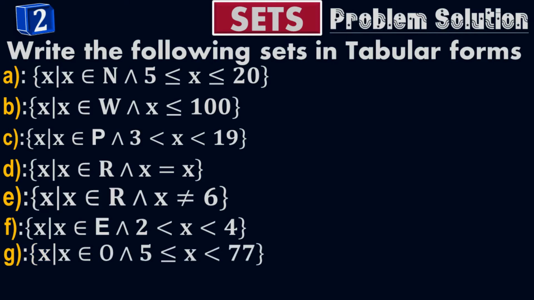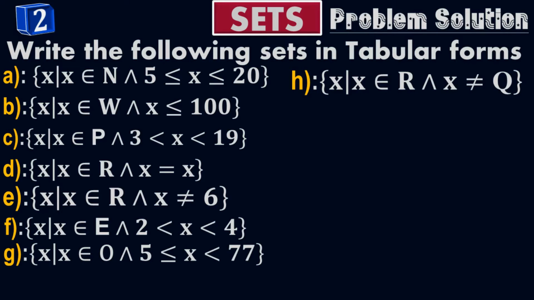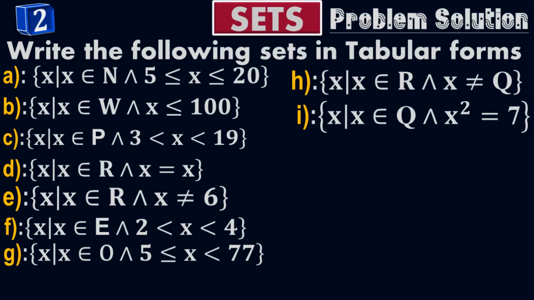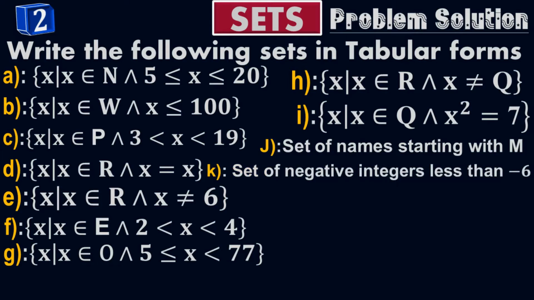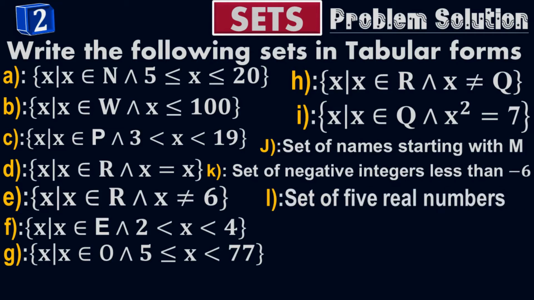Part G, which is the set of all x such that x belongs to odd numbers and x is greater than 5 and less than 77. Part H, which is the set of all x such that x belongs to real numbers and x does not belong to the rational numbers. Q denotes the rational numbers. Part I, which is the set of all x such that x belongs to rational numbers and x squared equals 7. J, which is a set of names starting with M. K, which is a set of negative integers less than -6. L, which is the set of 5 real numbers.